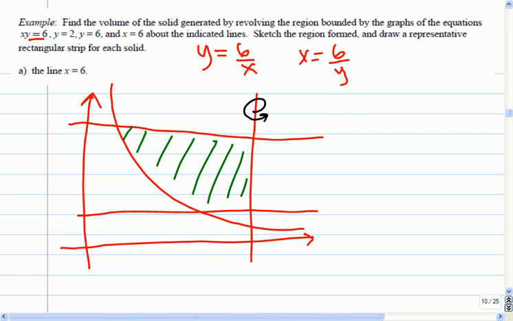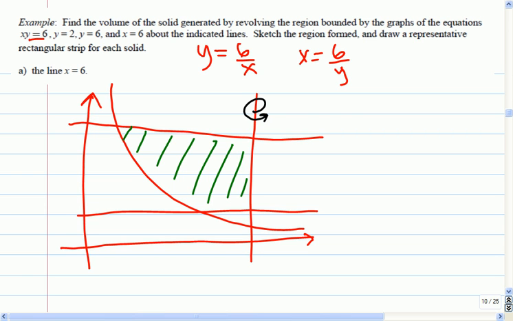So what do you think? Anybody have a suggestion? Or maybe we should poll this. How many people think that disk would be the method of choice here? Okay, 1 or 2 not so confident people. How about the shell method? Okay. Well, the good news is you're all correct.